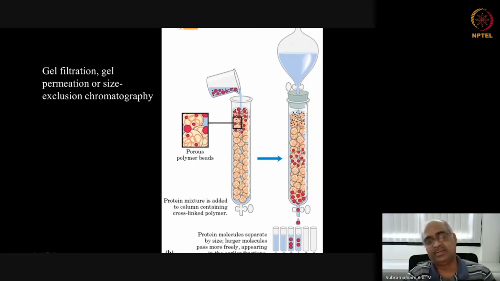This matrix itself we call gel because it swells in water when you soak it and has a gel-like property, so we informally call it gel. Here you are using a gel to filter, therefore it is gel filtration. Since it has permeability, as proteins permeate through the pores of the beads of the gel, this is also called gel permeation. And since it is size-based exclusion, for example this large protein is excluded from the beads or the solid phase, it's also called size exclusion chromatography. All three terms are commonly used, so you should be familiar with any of them if you encounter them.